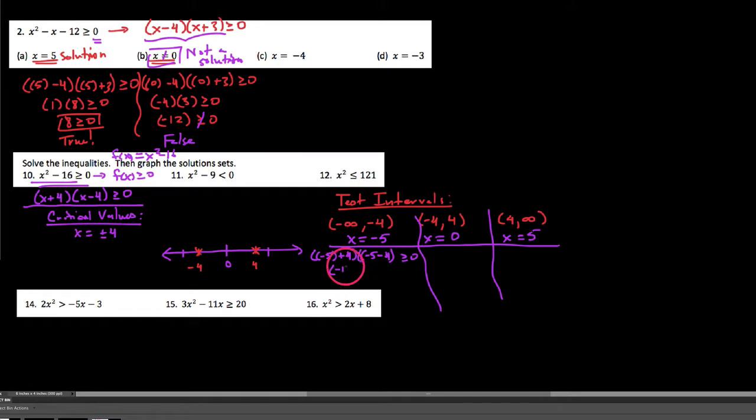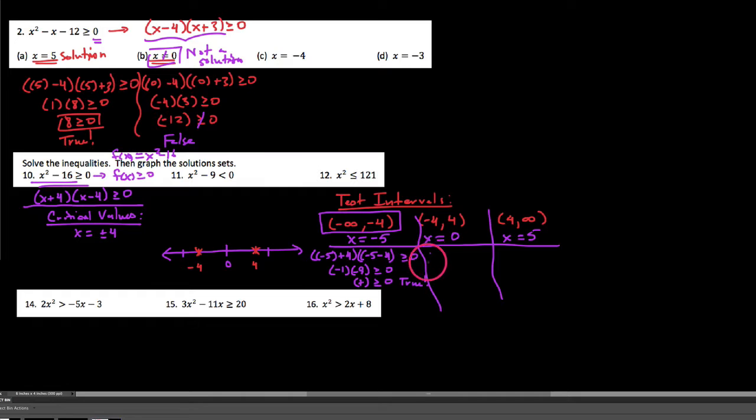So in this case, I get a -1 times a -9 is greater than or equal to 0. Bottom line is I care that I got a positive, which is greater than or equal to 0, which is true. And so if that is true, I'm going to put a big box around this interval. I'm going to say that everything on that interval should be true.